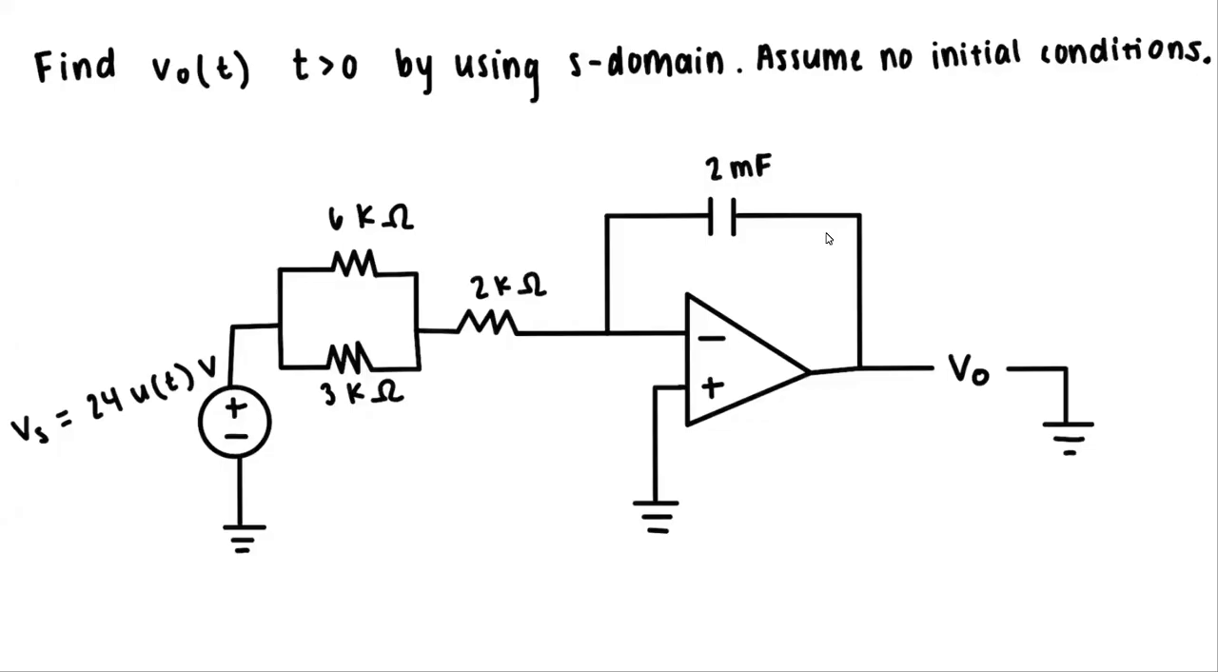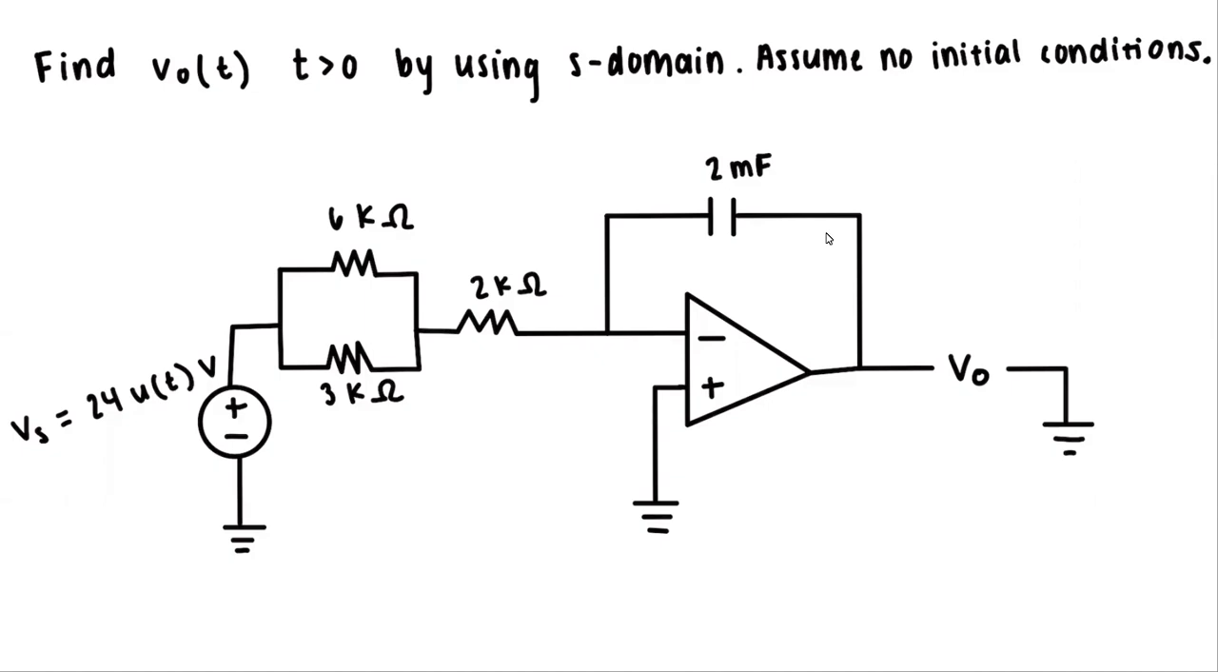Today, we will be solving an RC op-amp circuit in S domain. For this circuit, we will be assuming there are no initial conditions. So our circuit contains two resistors in parallel, one 6K ohm and one 3K ohm. And these three resistors are in series with a 2K ohm resistor. Our input voltage is 24 u(t) volts, and we also have a 2 millifarad capacitor on the inverting loop of the op-amp.